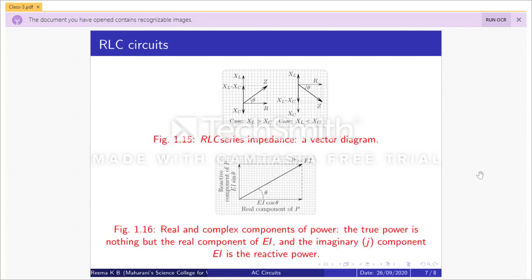Figure 1.16 gives the real and complex components of power. The true power is nothing but the real component of EI, and the imaginary, that is J component, of EI, is the reactive power.